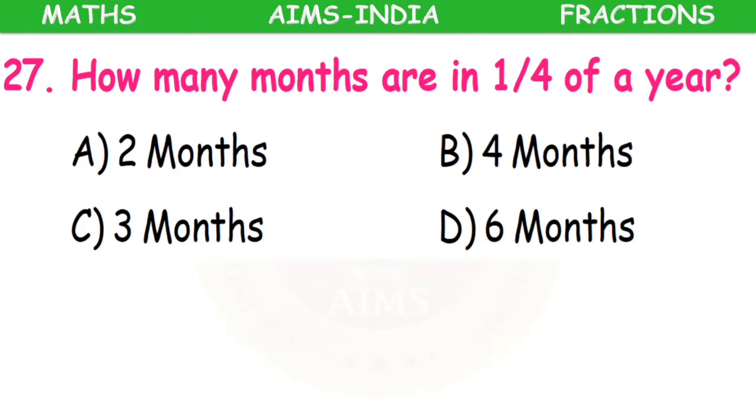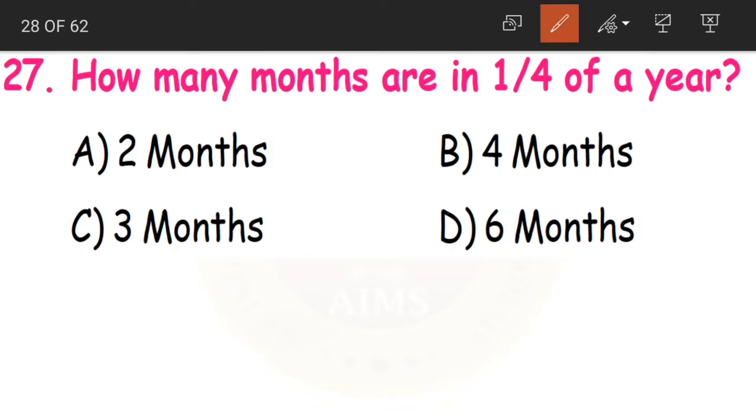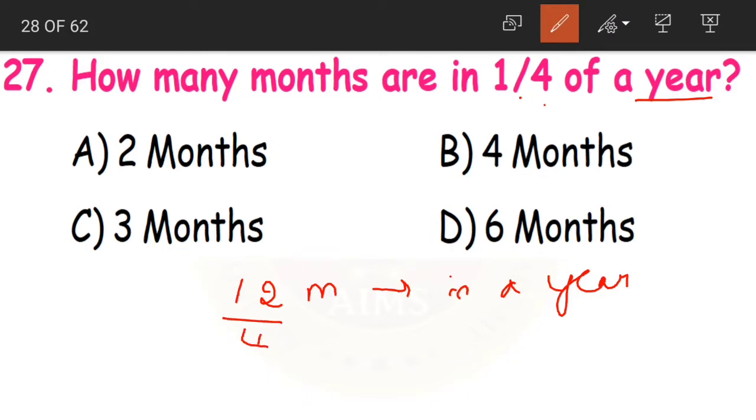Next, how many months are there in 1/4 of a year? First, in a year, how many months are there, children? We have 12 months in a year. Now, if you remember what is 1/4, 1/4 of this means we need to divide it by 4. Yes or no? Yes, we have to divide it into 4 parts and each part is equal to our 1/4.